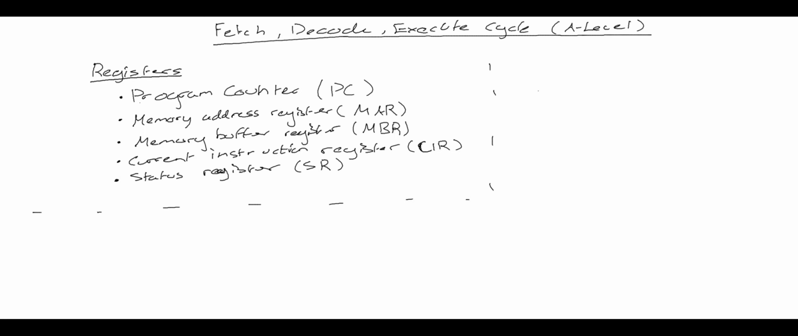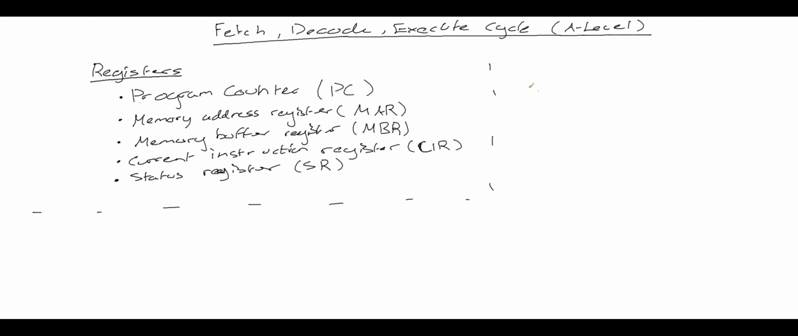In this tutorial video I'm going to be going through the Fetch-Decode-Execute cycle in the level of detail you need to understand for A-level computer science. Okay, so we've got these registers over here and we need to know what the role of these registers are in the Fetch-Decode-Execute cycle. So we've got the program counter, the memory address register, the memory buffer register, the current instruction register, and the status register, and they're sometimes written using these abbreviations over here.